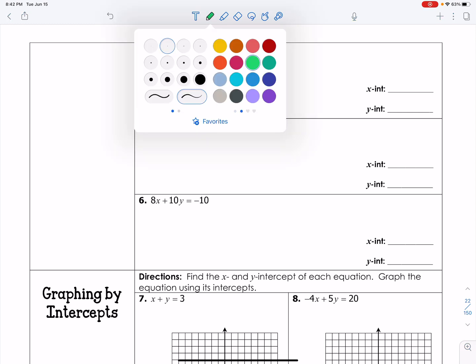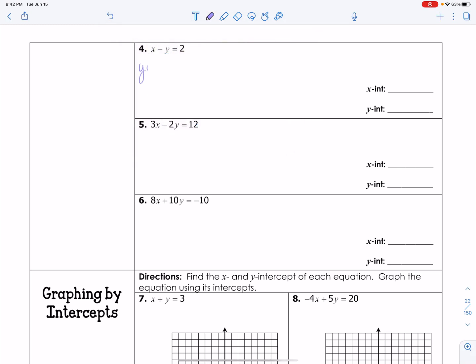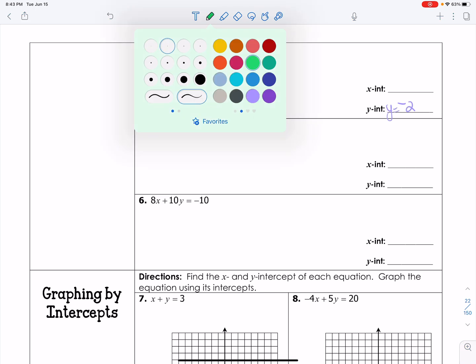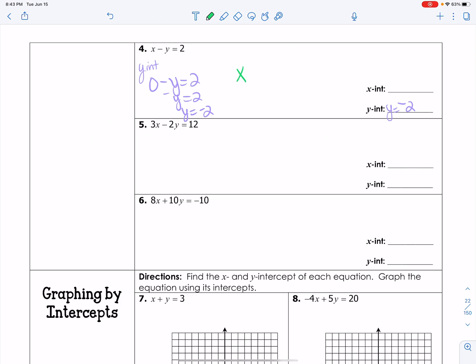So let's go ahead and do number 4. If I find my y-intercept, I put 0 in for x. So I would end up with negative y equals 2, so y would equal negative 2. So that's my y-intercept. And if I put 0 in for y, I would have x minus 0 equals 2. So my x-intercept would be 2. It doesn't really matter which one you do first.